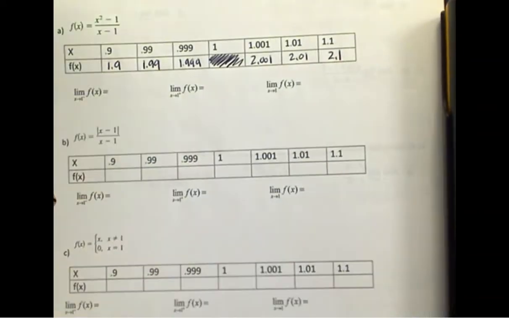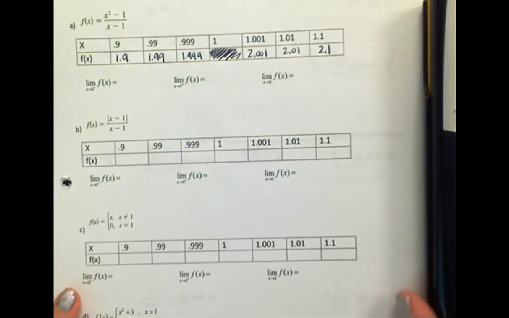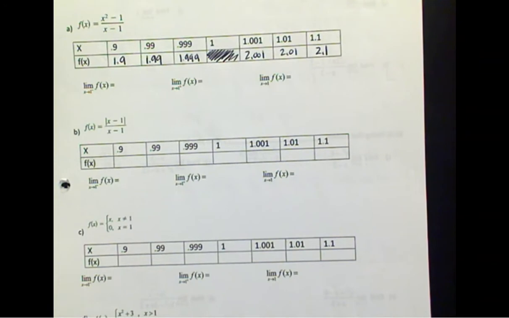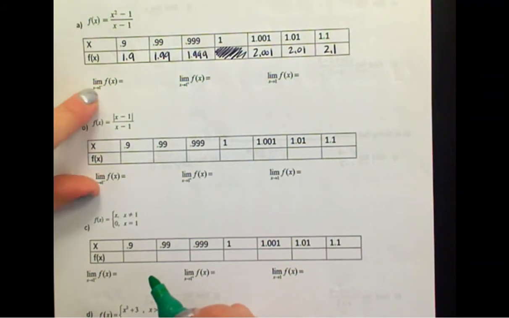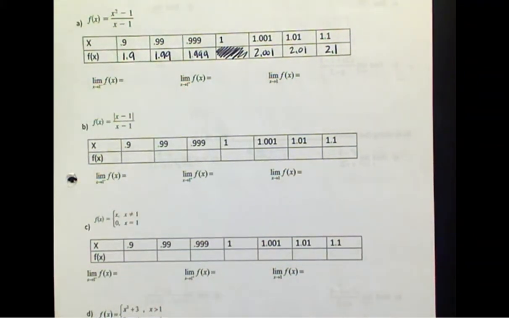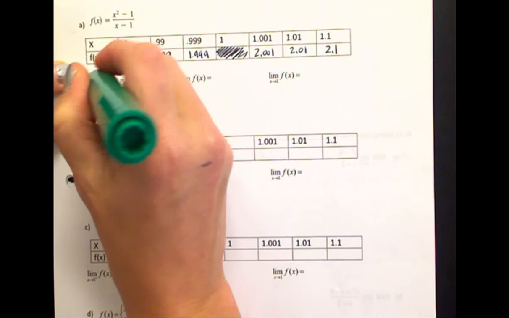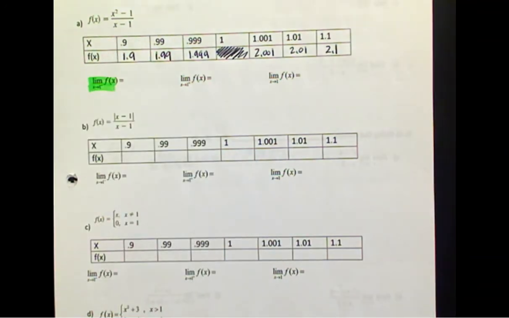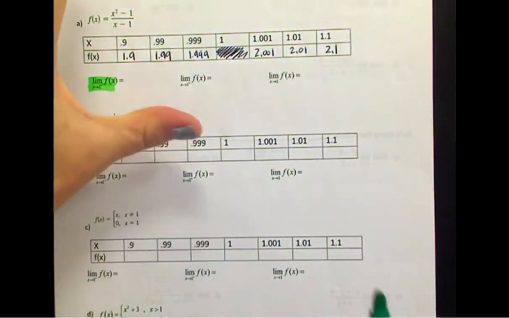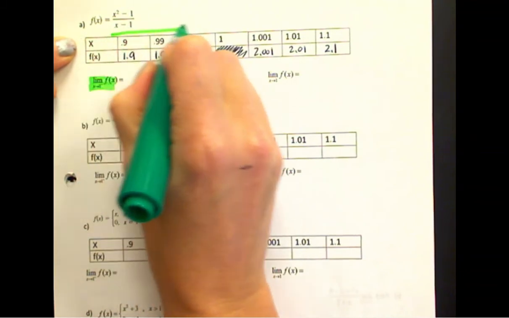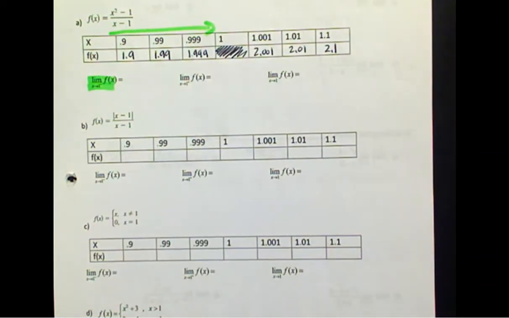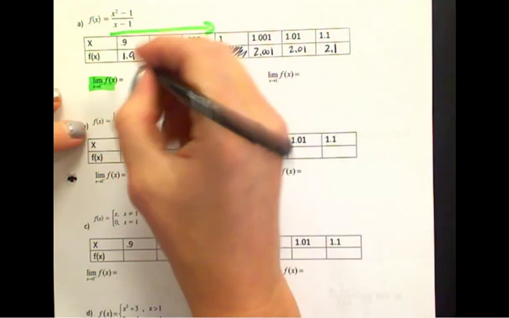So now that I'm looking at my table, right? This time I'm not looking at a graph. I'm looking at a table. As x approaches 1 from the left. Which side of the table is that? To the left of 1. That's here. Okay. So I'm doing that. What is the y value getting close to? 2. That means that the limit is 2.